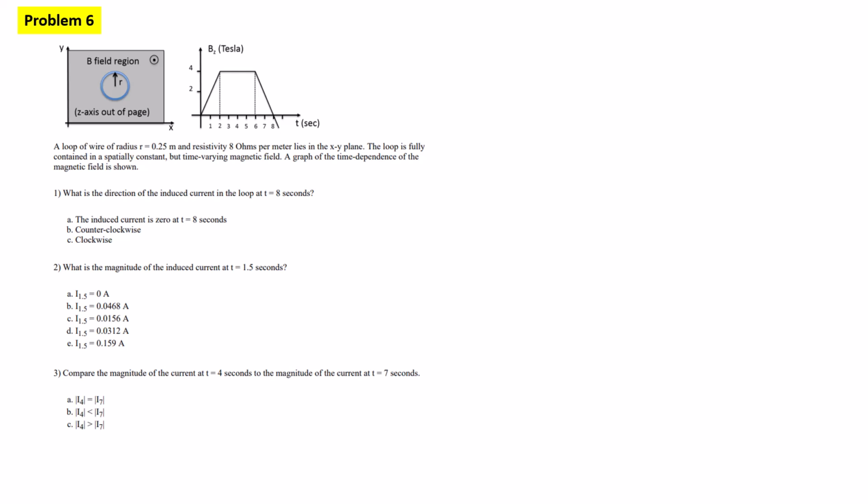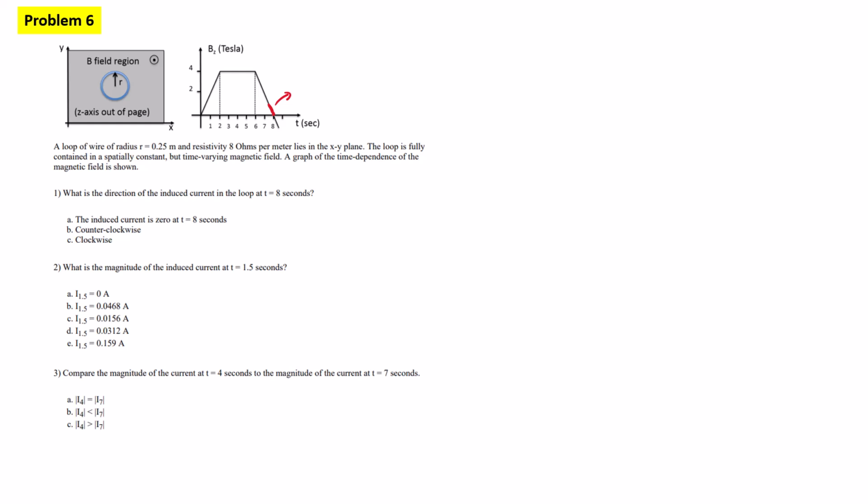The loop is fully contained in a spatially constant but time-varying magnetic field, and the graph is shown over here. Our first question is, what is the direction of this induced current at time equals 8 seconds? So at time equals 8 seconds is right here, but let's look at what's going on with that magnetic field. Right here, the field is getting smaller, right? And the field here is pointing out of the page.